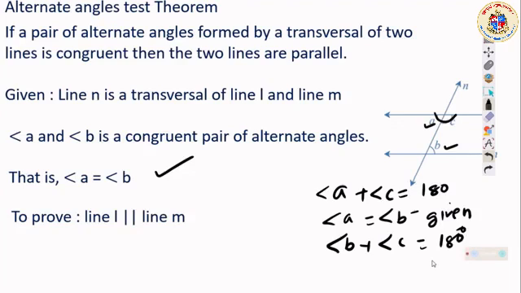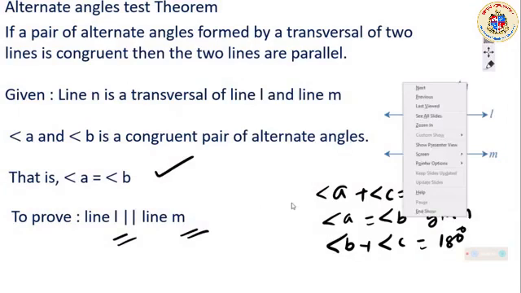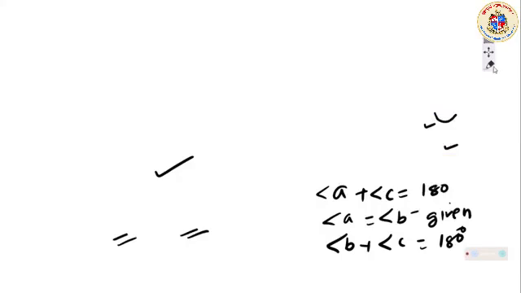Correct? So from this we conclude that as the alternate angles formed are congruent, in this case A and B, because we could prove that when added with C both give 180, we will say that line L is parallel to line M, using the theorem in the opposite way. We will call it the converse theorem. Okay, there is one more thing related to this that I will show you before ending the video.